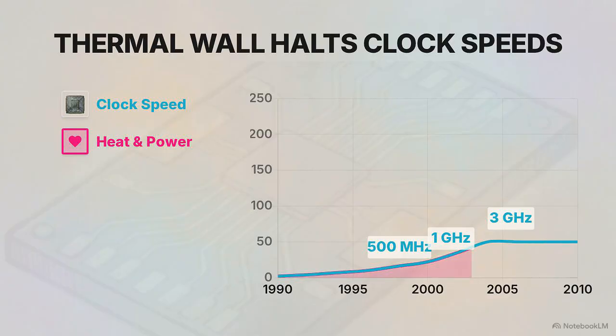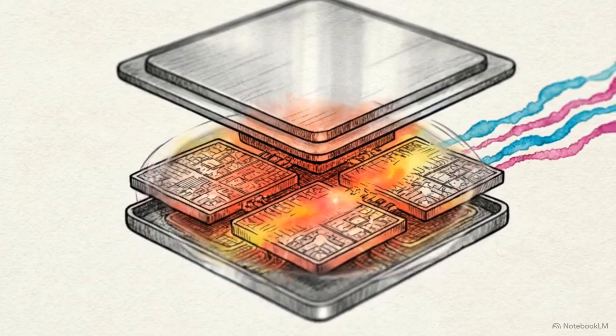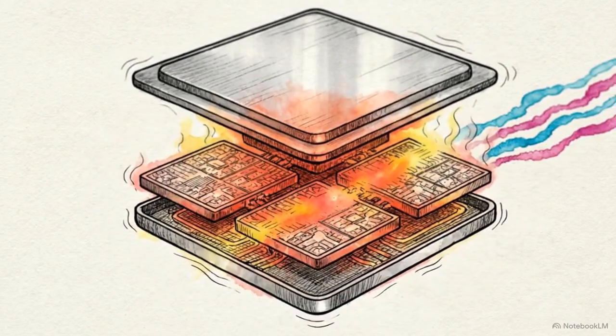This secondary line represents heat and power consumption. Pushing processor frequencies past that 3 to 4 GHz threshold caused a severe exponential spike in the thermal load. At those extreme frequencies, the physical silicon begins to generate uncontrollable heat, threatening to damage the internal circuitry.